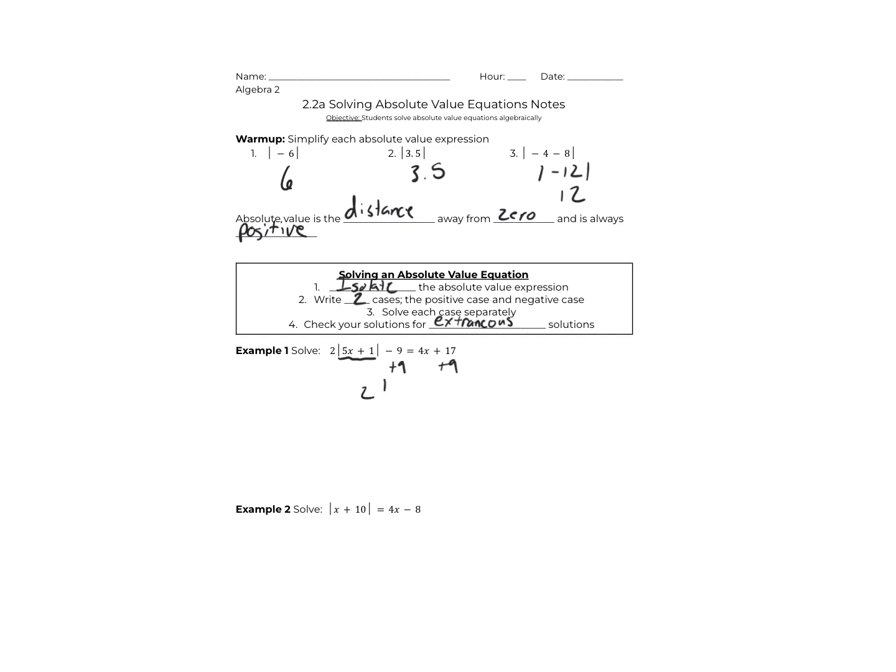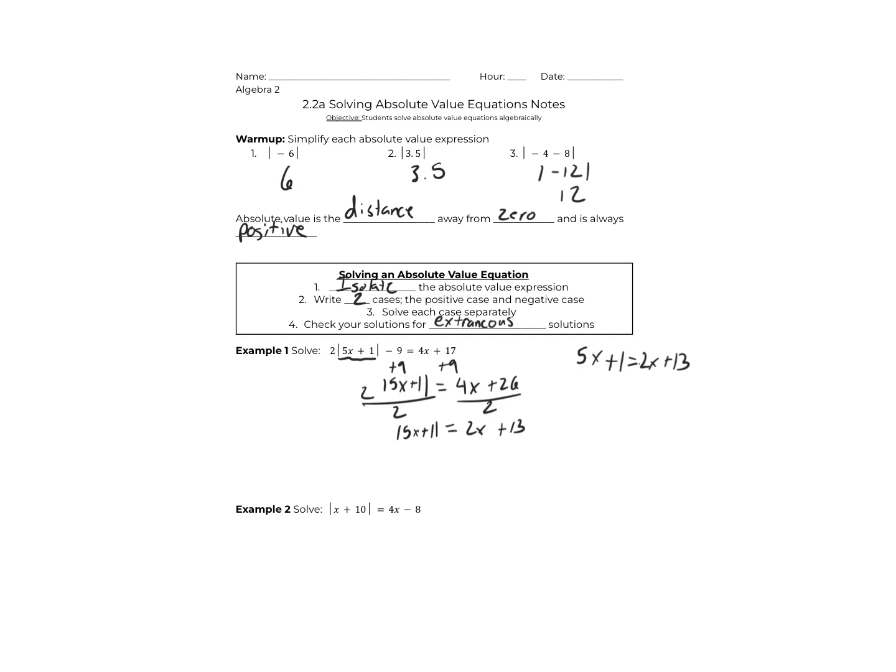So we have 2 times the absolute value of 5x plus 1 equals 4x, and then 17 plus 9 is 26. Then we're going to divide both sides by 2 to get rid of that 2. So we have the absolute value of 5x plus 1 equals 2x plus 13. All right, so now we're going to set up a positive and a negative case. We're going to have 2 different equations. So we're going to set up a positive case: 5x plus 1 equals 2x plus 13.